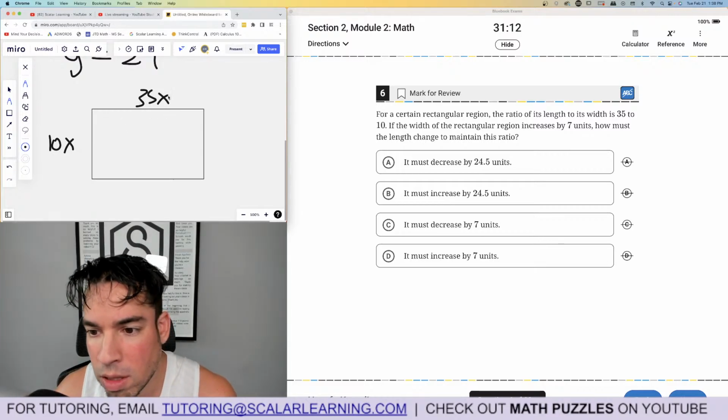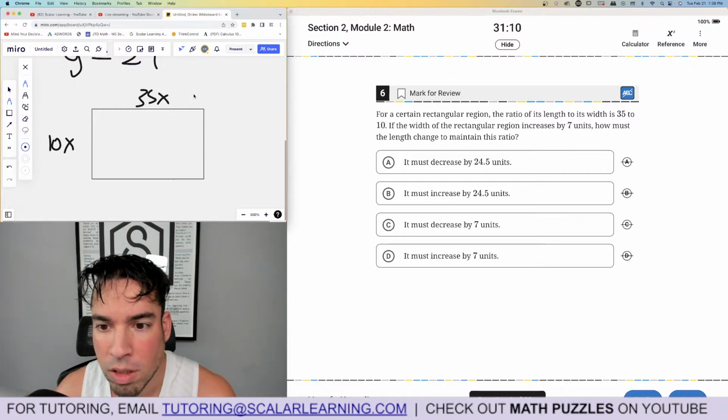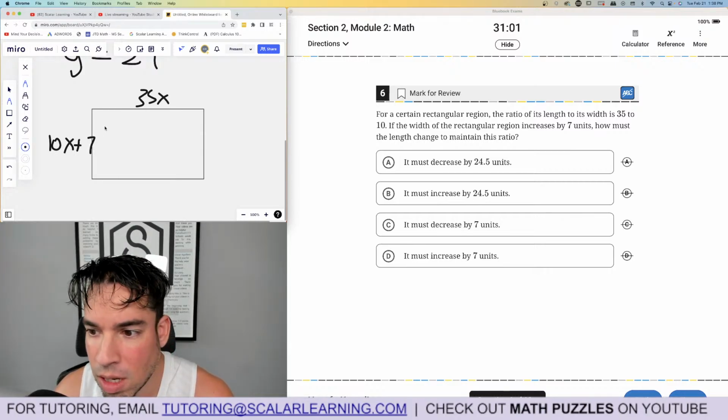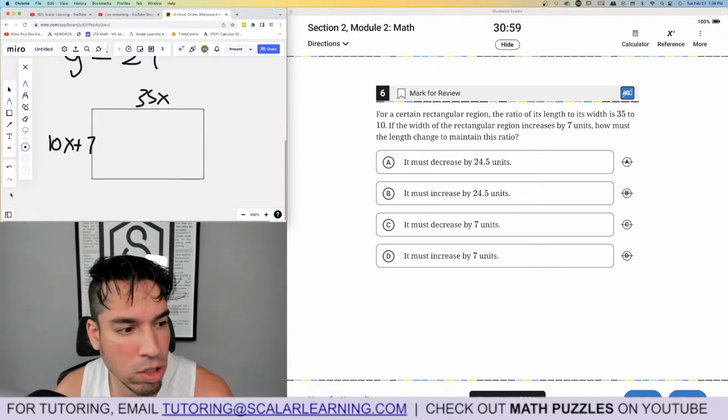If the width of the rectangular region, so length to its width is 35. So this is the width. If the width of the rectangular region increases by 7, so we increase that by 7, how many units must the length change to maintain this ratio?